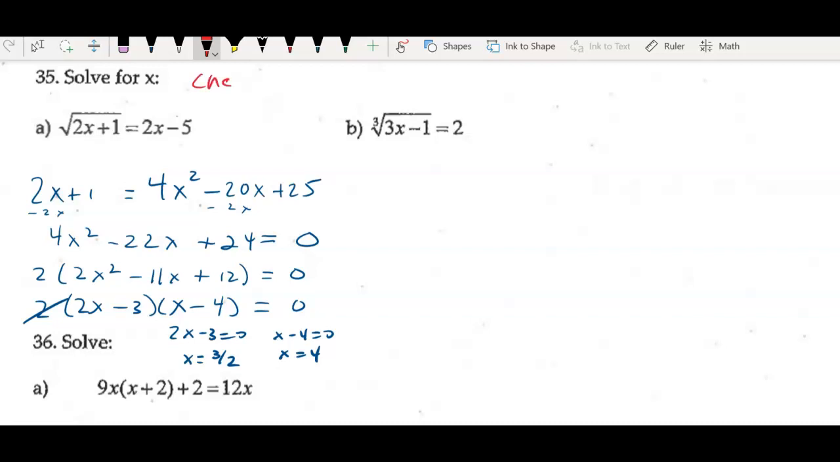Watch. Check 3 halves. What's 2 times 3 halves? That's 3. Right? 3 plus 1 is 4. Square root of 4 equals 2 times 3 halves minus 5. 2. Oh, that's negative 2. You get 2 equals negative 2. Does not work.